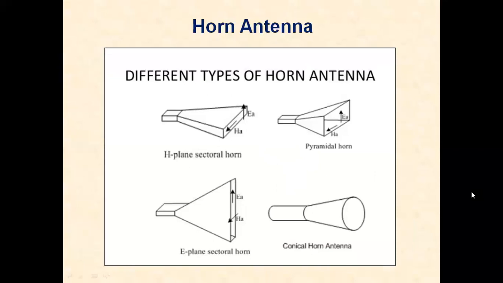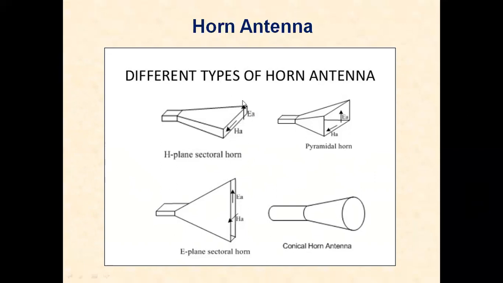And we have different types of horn antennas, namely H-plane sectorial horn, pyramidal horn, E-plane sectorial horn, and conical horn antenna. There are different types of horn antenna structures. In the H-plane sectorial horn, we have the wider width here. In the E-plane sectorial horn, this height is more.